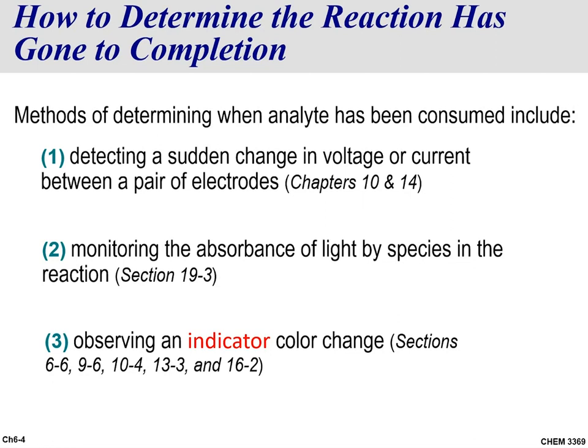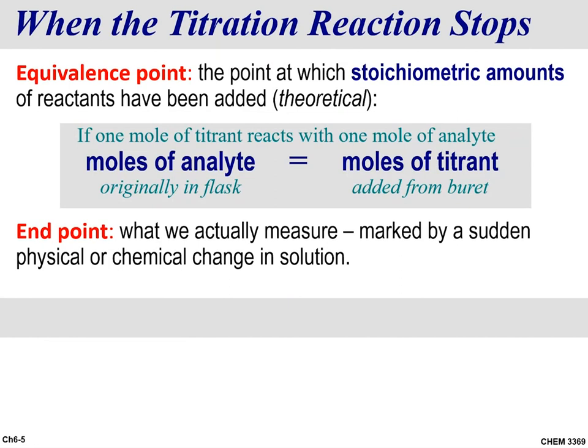So we are really trying to determine the equivalence point for a titration. The equivalence point, however, is a theoretical point that is reached when the amount of added titrant is chemically equivalent to the amount of analyte in the sample. So the equivalence point is determined theoretically from the stoichiometry of a reaction.